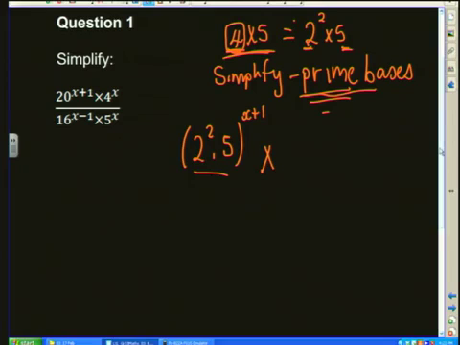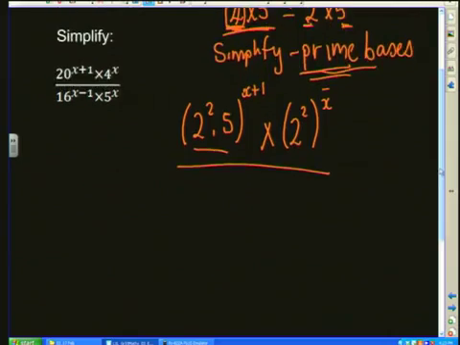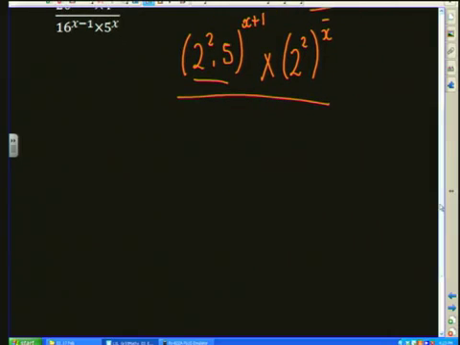We do the same thing. 4 we can rewrite as 2 squared. We can simplify it into exponential form as 2 squared. And then that's raised to the power of x. And it is quite important, guys, well, it's actually very important that you don't lose your brackets, because especially when you're raising powers to powers, you may forget to give it to the other number inside the brackets, okay? And in the denominator, we've got 16 to the power x minus 1. 16 we can rewrite as 2 to the power of 4.